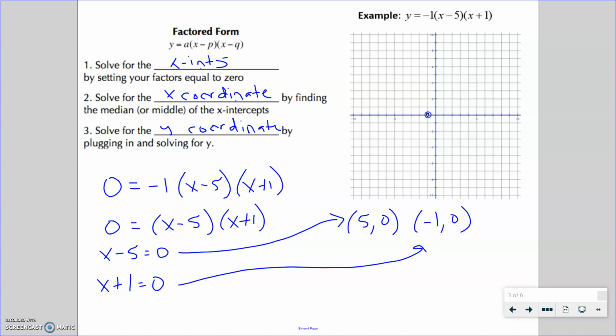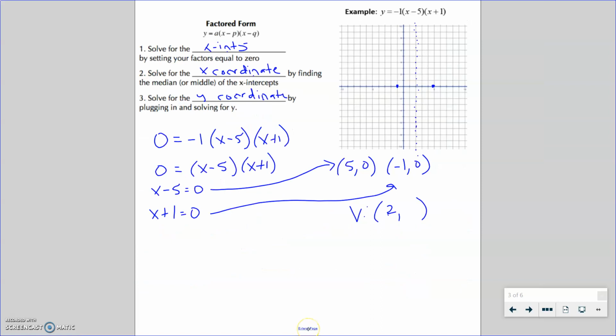So first thing I do is I plot those 2 points, 5 and -1. Then I got to solve for the x-coordinate of the vertex by finding the median or the middle. Well, the middle between those 2 points is at 2. This dotted line, if you remember, is called the axis of symmetry. So I would draw the dotted line and say, okay, my vertex is at 2, something. I don't really know what that something is. So to be able to find that, I'm going to plug 2 in. So -1, and then 2 minus 5, 2 plus 1. And if I solve for that, I get -1 times -3, which is 3, 3 times 3, which is 9. So my vertex is at 2, 9.